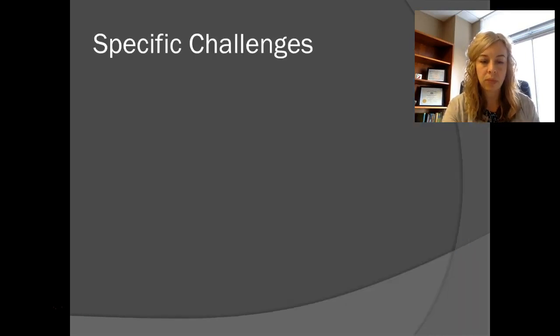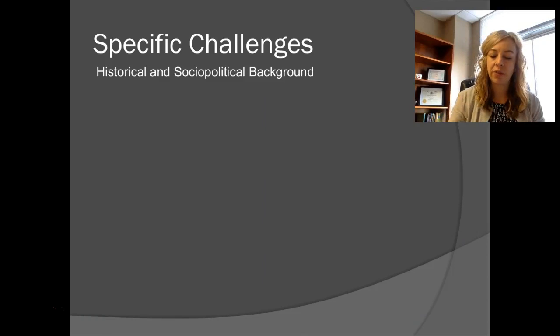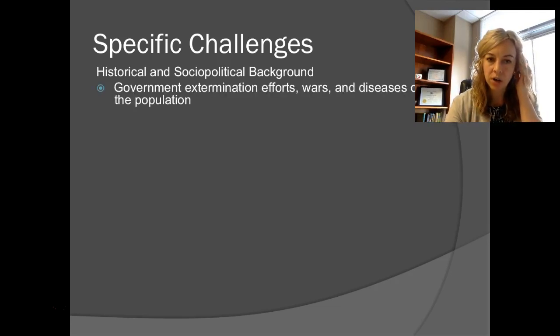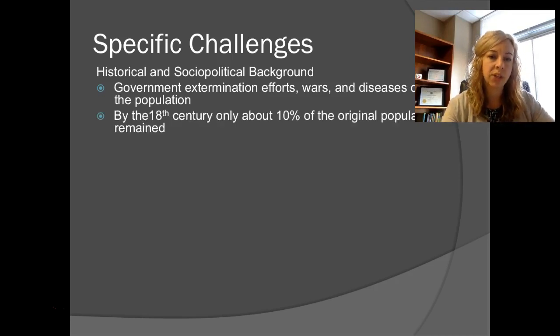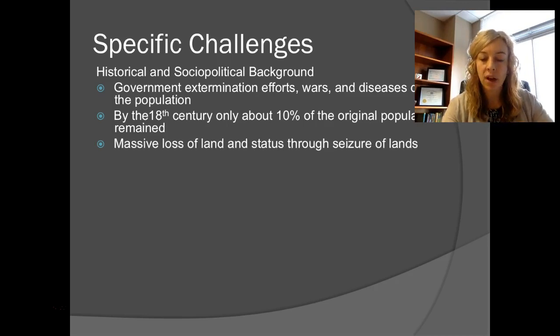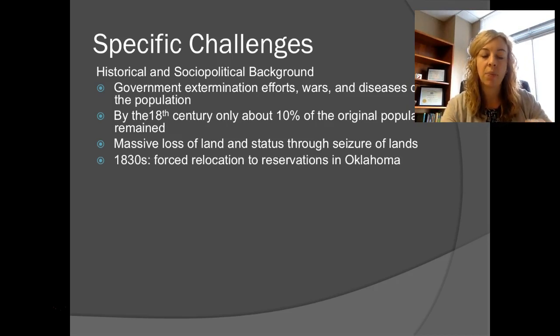Okay. So, some specific challenges of folks that are Native American. There's all of this historical and socio-political background with regard to government extermination efforts, wars, and diseases. Those decimated the population. By the 18th century, only about 10% of the original population remained. That's 90% of folks killed by extermination efforts, wars, and diseases. So there's this massive loss of people and a massive loss of land, which means a loss of status. By the 1830s, there was forced relocation to reservations in Oklahoma.